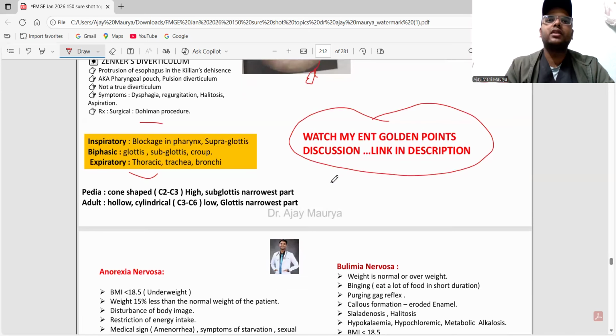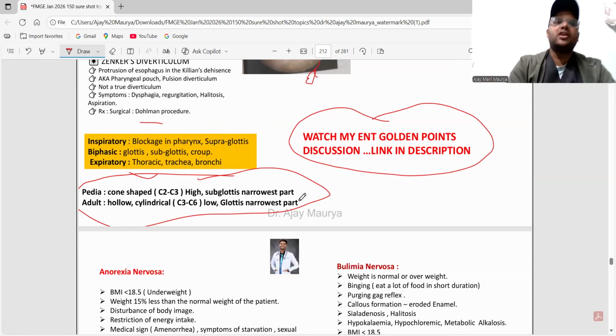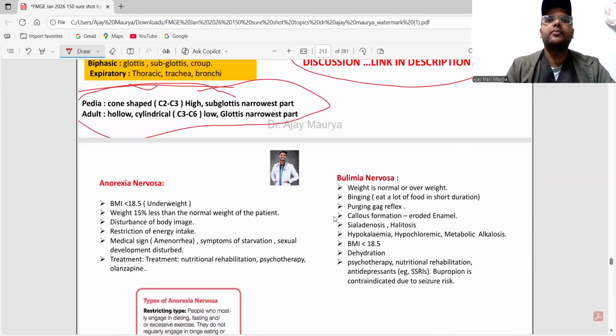This is also important. Which is the narrow spot? It is the glottis in the adult, and the subglottis in the pediatric. Okay, very important.